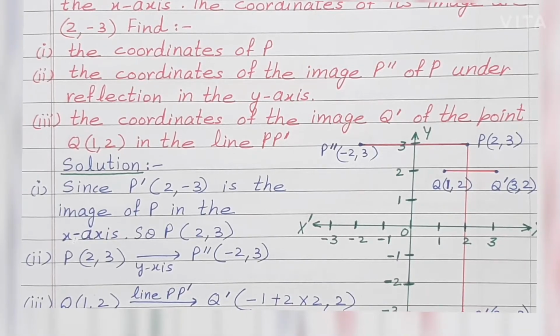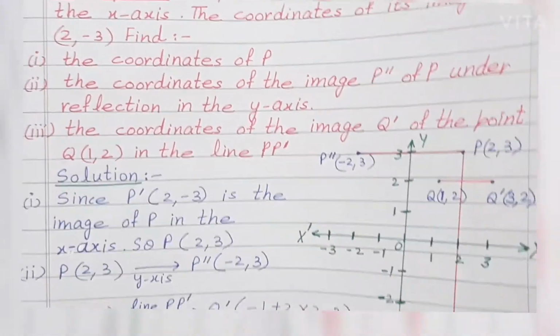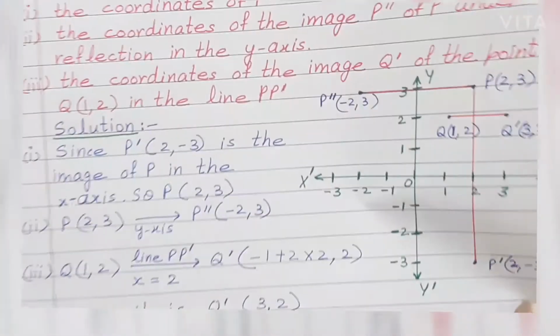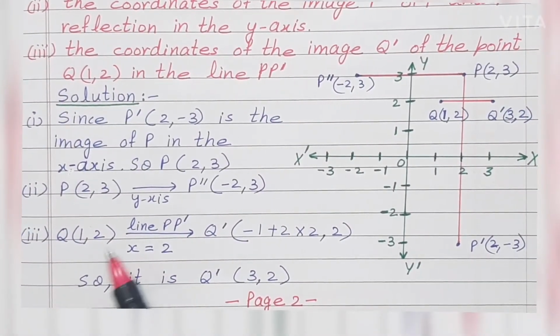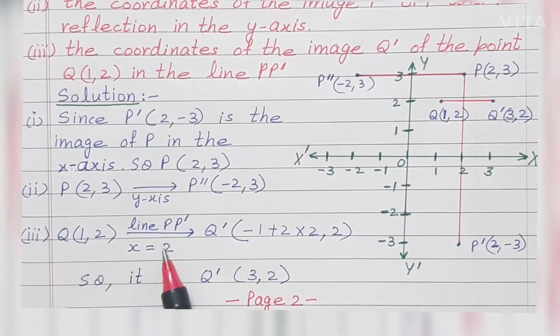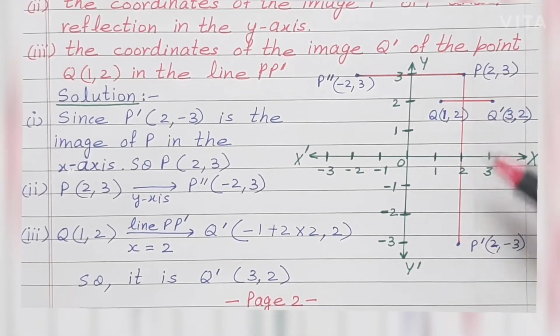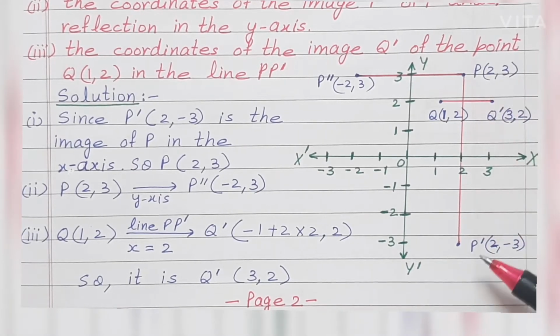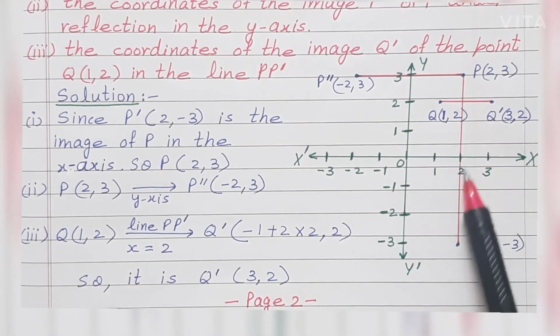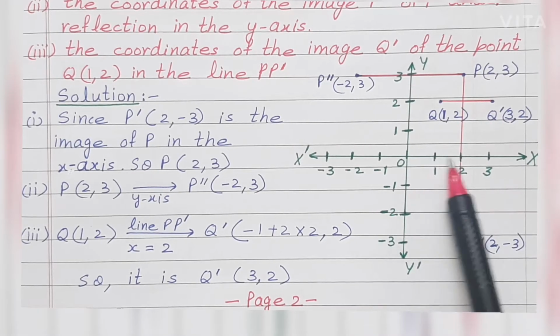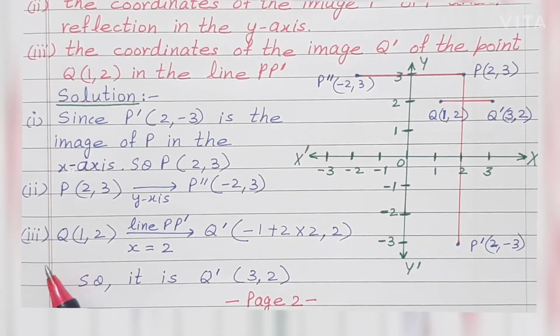Clear? Now the most important part is part 3, that is you have to reflect Q (1, 2) under the line PP dash. Now see in the diagram, what is PP dash? P is (2, 3) and P dash is (2, -3). When you join this, you can see the line is passing through 2. So the equation is x = 2. So you have to reflect Q (1, 2) under x = 2.